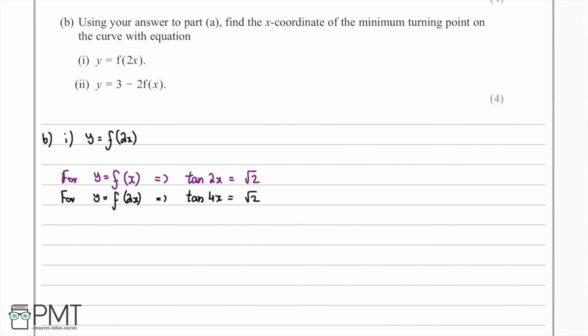So then to find the x coordinate, we'll solve this. We'll have that x is going to be equal to tan minus 1 of root 2, and we divide by 4. And then in this case, we want to find the second solution, because the first solution will correspond to our maximum turning point. So we therefore add pi over 4. And if we then put this into our calculator, we'll have that x is equal to 1.024.